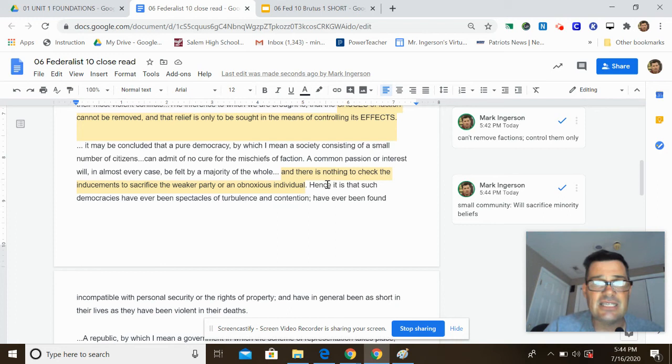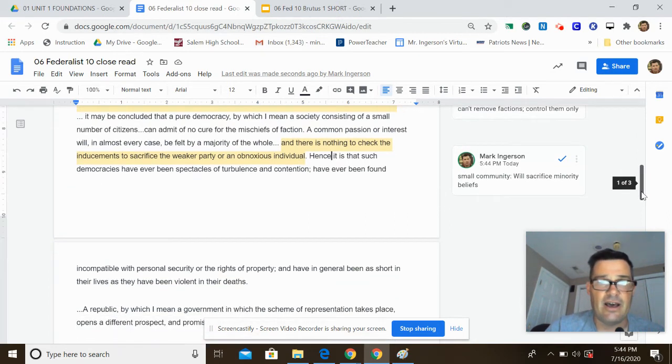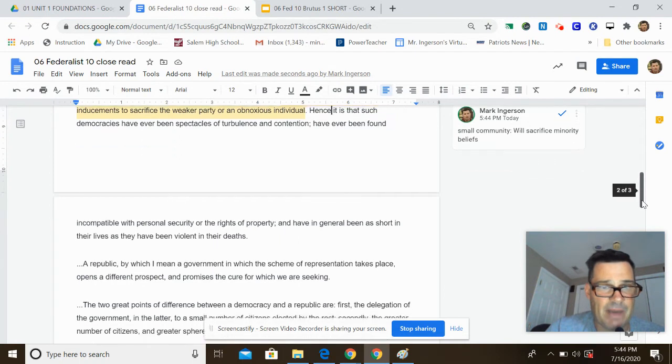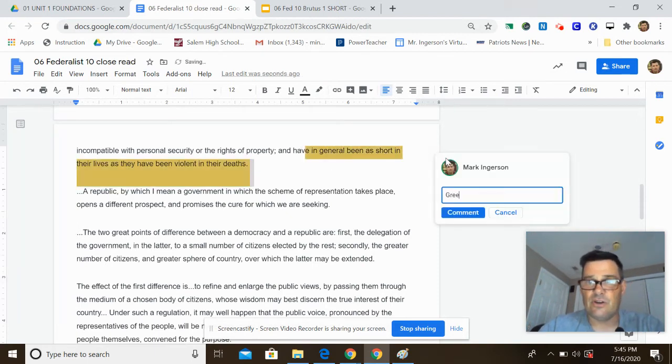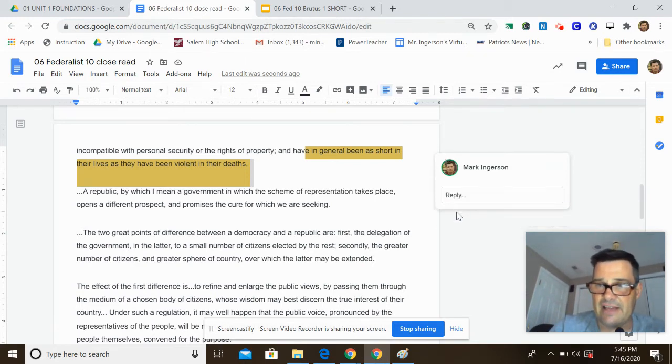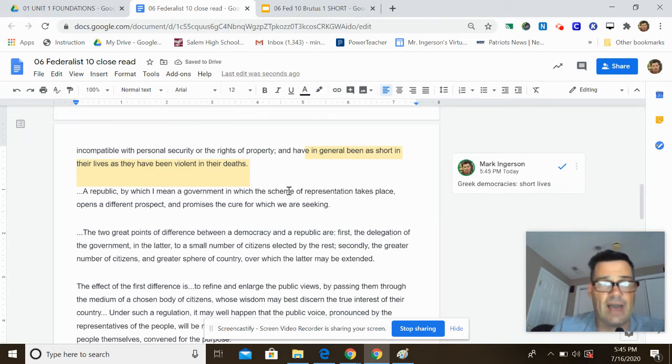This is a problem. Hence, it is that such democracies have ever been spectacles of turbulence and contention. So small societies, I should say, have democracies that have ever been found incompatible with personal security or the rights of property, and have in general been as short in their lives as they have been violent in their deaths. So, he's kind of talking about the Greek republics or Greek democracies. They have short lives. They're going to die a violent death because the majority is going to get control and they're going to go after the minority. And when they do, the minority is probably going to fight back, and that will lead to dictatorship. All right, so that's kind of typical.